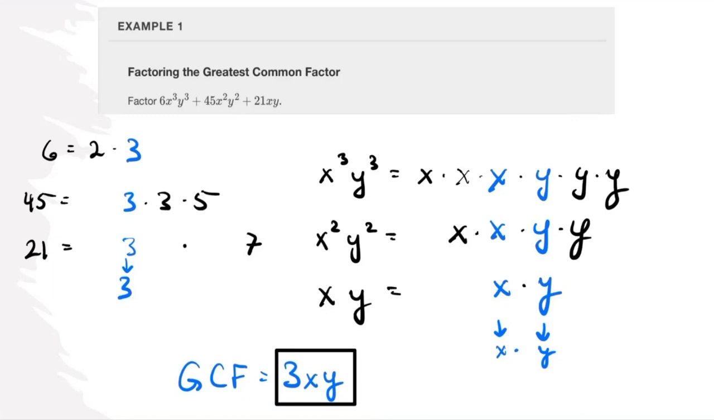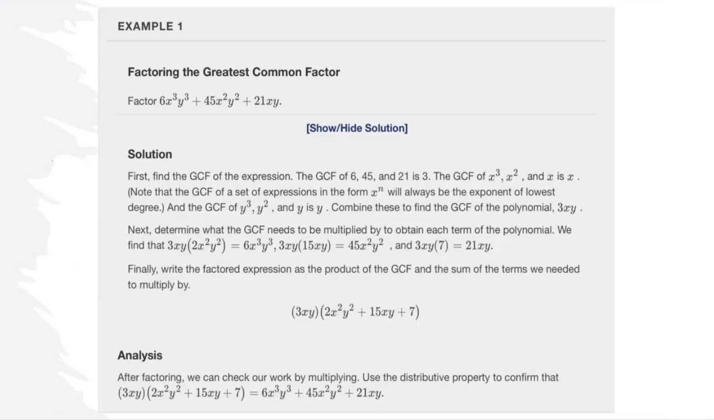So my claim is that the greatest common factor between all of these terms is going to be 3xy, because that's what they all have. Let me see. So first, find the GCF of the expression. The greatest common factor between 6, 45, and 21 is 3. The greatest common factor of x squared, x cubed, x squared, and x is x.